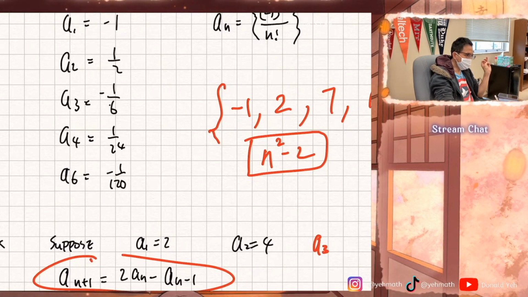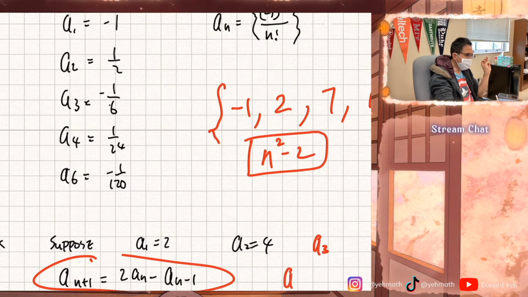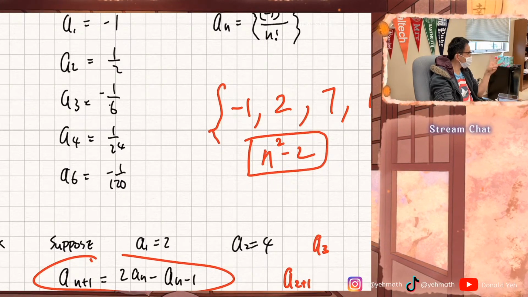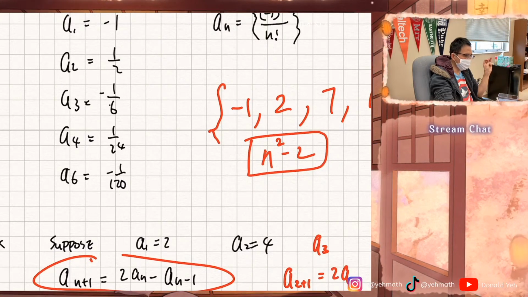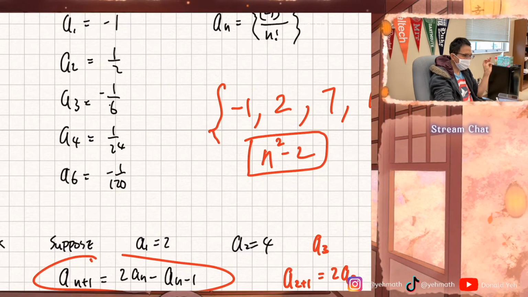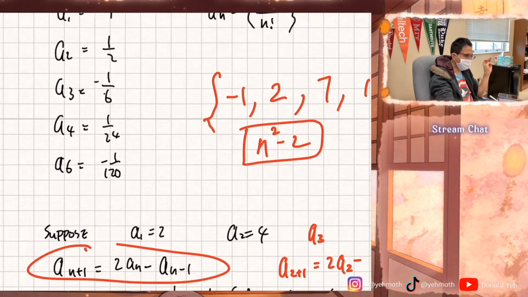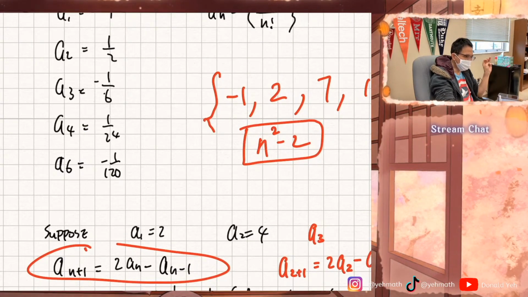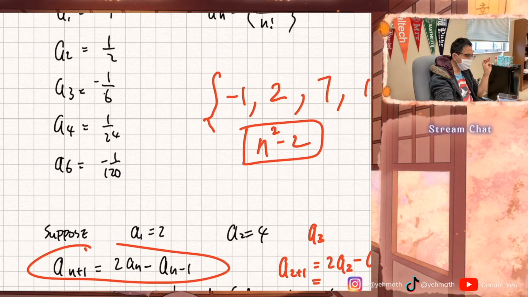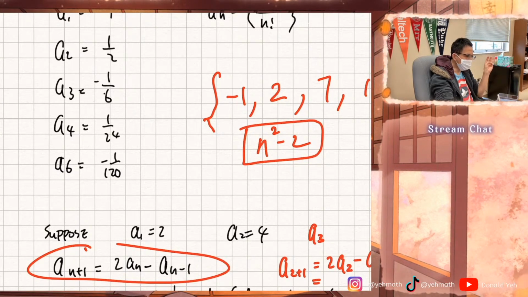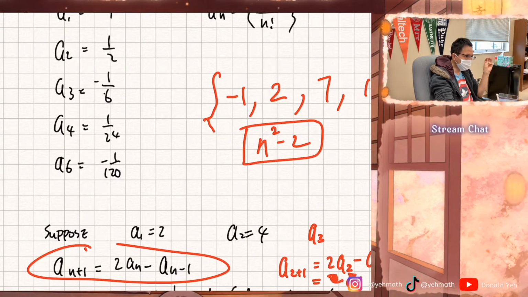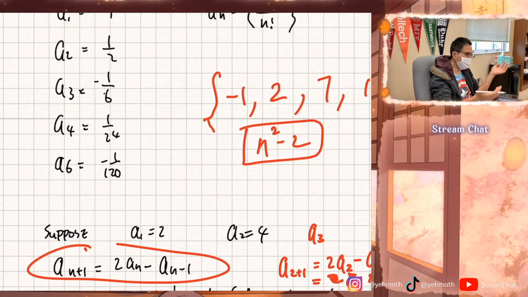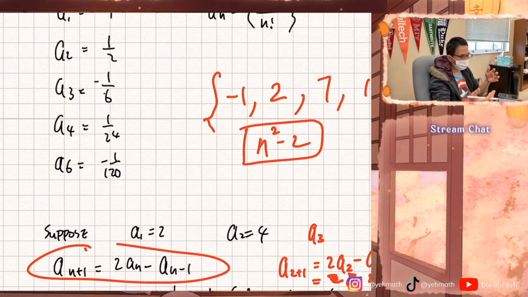Oh, okay. So it'll be a to the 2 plus 1, right? That is equal to 2 times a to the 2, minus a to the 2 minus 1, which is a to the 1. So that's going to be 2 times 4, which is 8, minus 2. So that's going to be your 6.